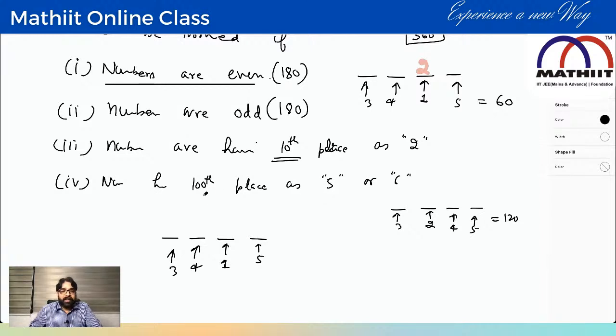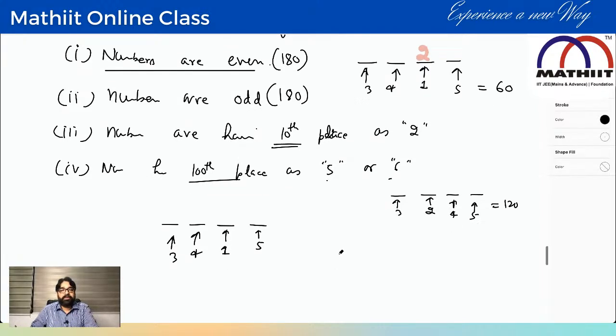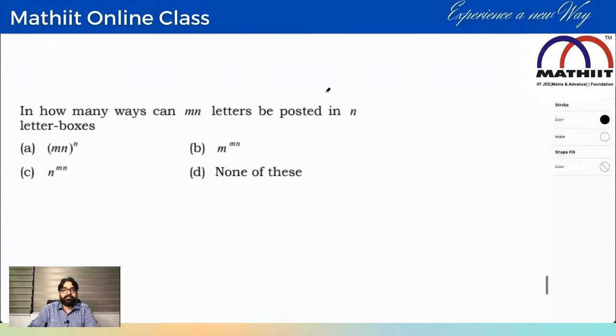Same way, 100 place, this one can be filled by either 5 or 6. So this place can be filled in 2 ways. Rest, no restriction. So 5 ways, 4 ways, 3 ways. So 120. I hope it's clear now. Person who asked this doubt, can you confirm? Is it clear?